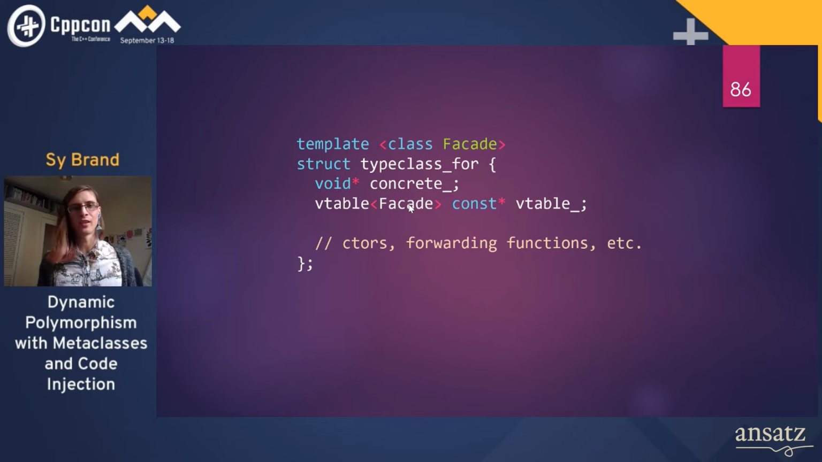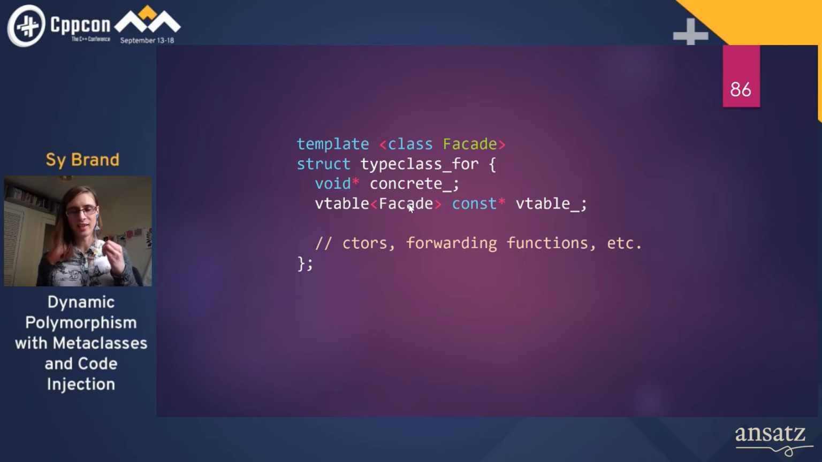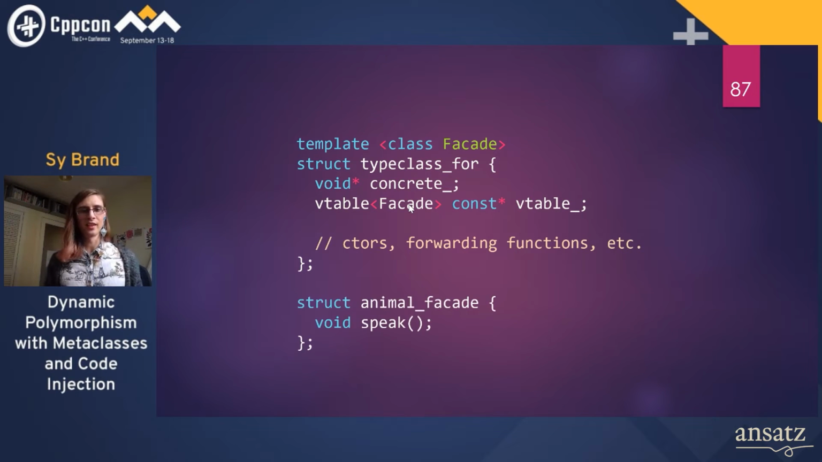So the changes I made here were, this was my animal. Now it's a template. It takes some template parameter, which I call facade. And the only other change is that instead of a Vtable, the Vtable is now a template, and I give it my facade. Now a facade is going to be a description of the interface for your type. And it's going to look something like this.